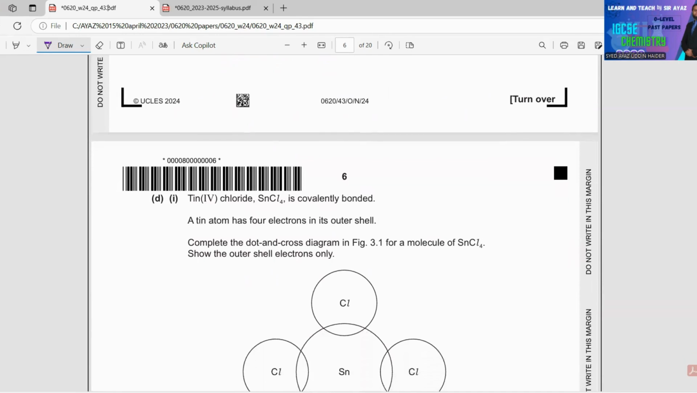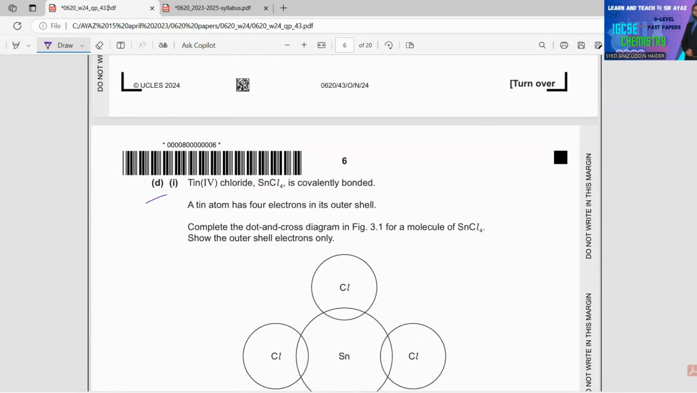We're moving to the next part, which is part D, D1. Tin(IV) chloride, SnCl4, is covalently bonded. A tin atom has 4 electrons in its outer shell. Complete the dot and cross diagram in figure 3.1 for a molecule of SnCl4. Show the outer shell electrons only.